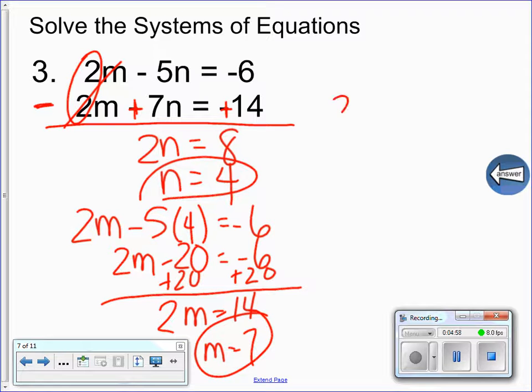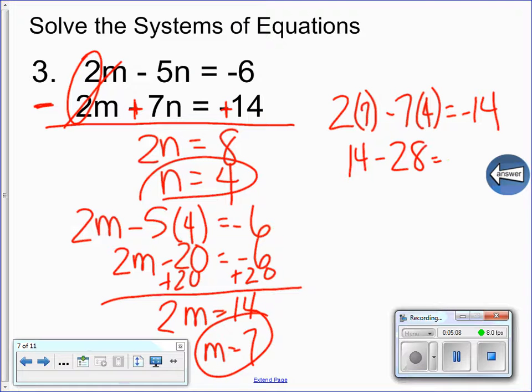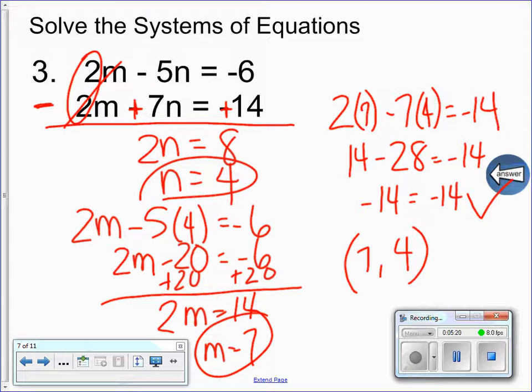Now I have my n and my m. I'll plug it in to check. 2 times 7 minus 7 times 4 equals negative 14. So 14 minus 28 equals negative 14. Negative 14 equals negative 14. So my solution is (7, 4). We always put it in alphabetical order, so m comes before n.